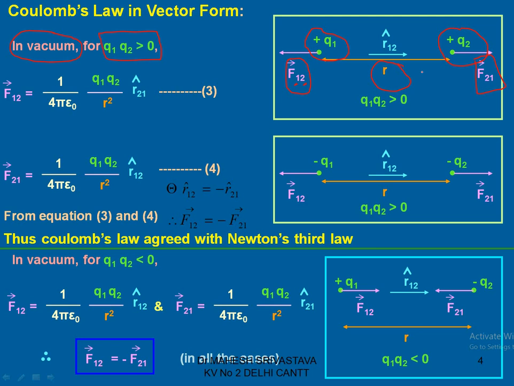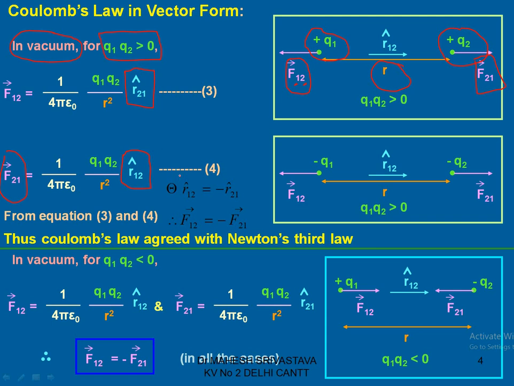Now how do you calculate the force acting on it? Simple, we have to apply Coulomb's law. So the force acting on charge Q1 due to Q2 is equal to 1 upon 4 pi epsilon naught Q1 Q2 upon r square, and the direction is from charge Q2 to Q1, which is represented by r21 cap. Similarly, the force acting on charge Q2 due to Q1 is equal to 1 upon 4 pi epsilon naught Q1 Q2 upon r square, and the direction is from charge Q1 to Q2. So that's why it is represented by r12 cap.